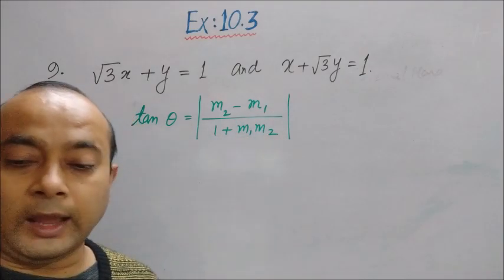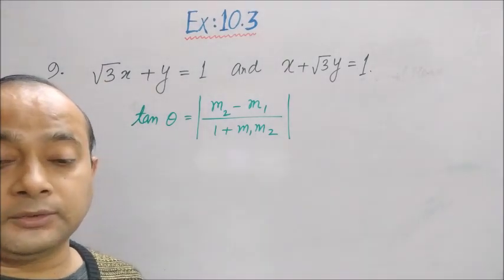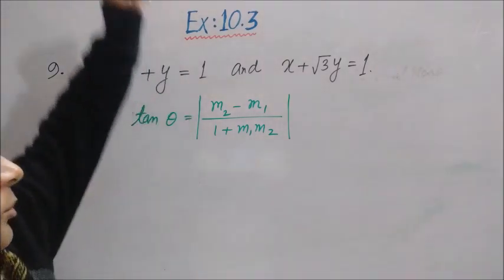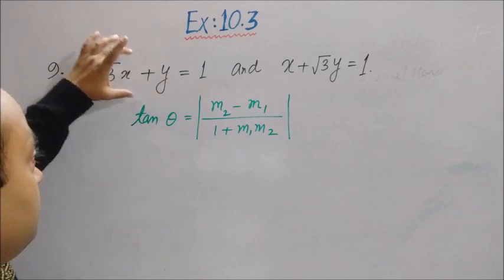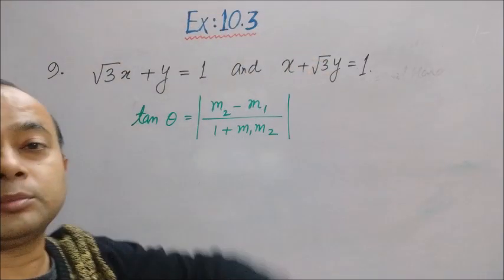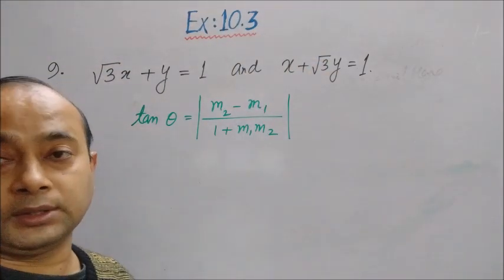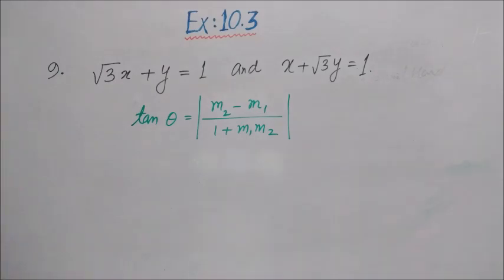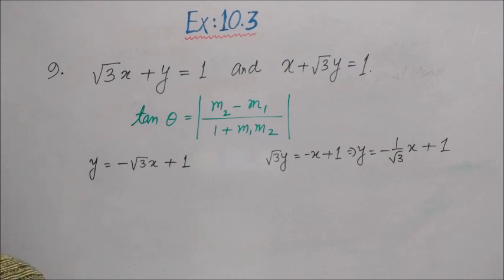So to apply this formula, we have to identify what is m1 and m2. That means what is the slope of this line and what is the slope of the other line. We have to identify that. So for that, we have to write down both of them in the slope intercept form. We have written them in the slope intercept form.